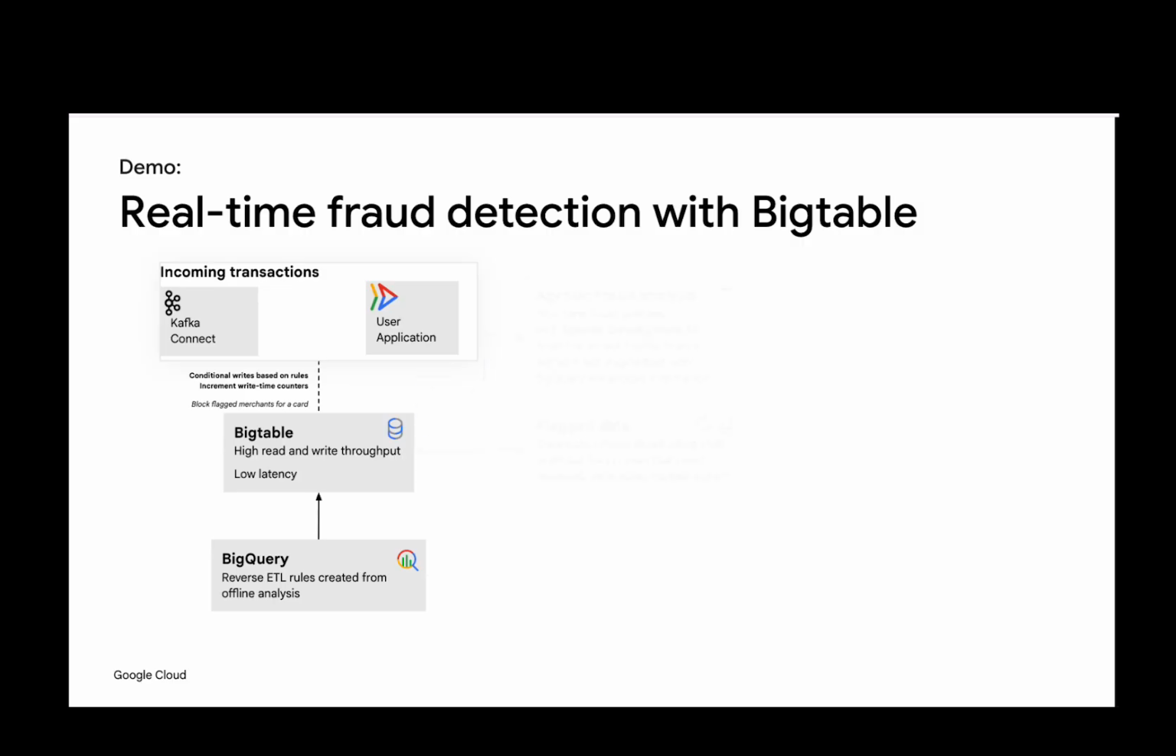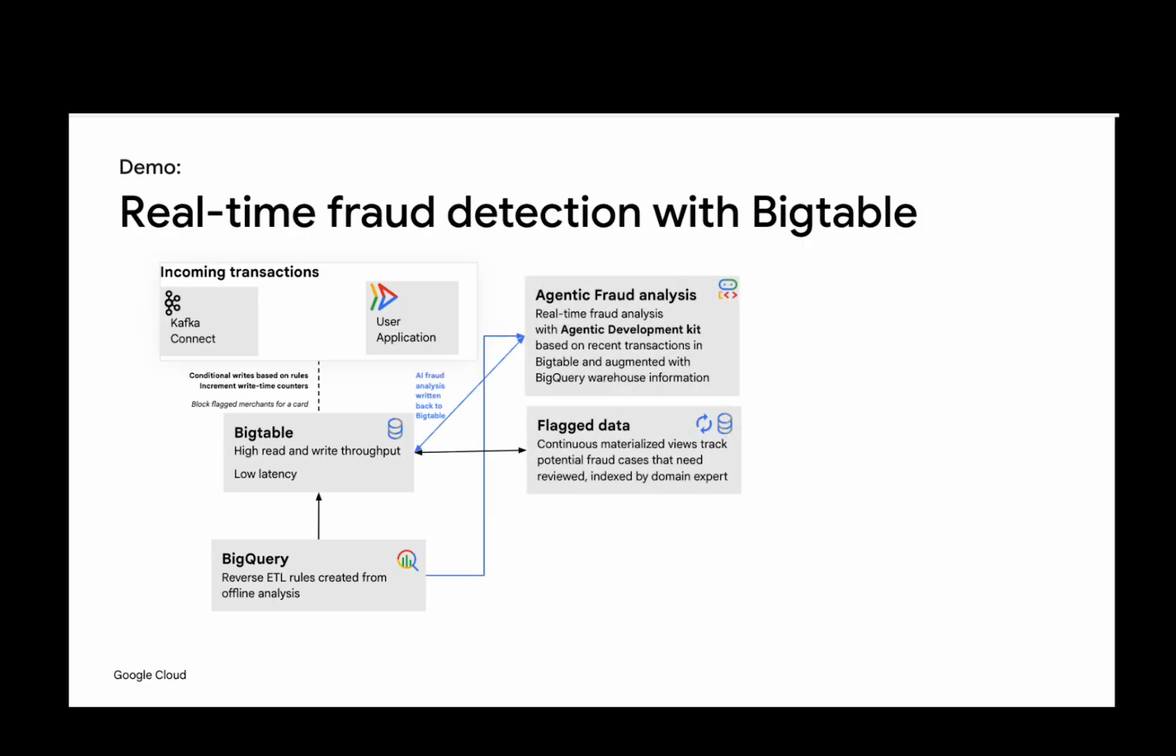fraudulent activity. I'll then use the Agent Development Kit, which is Google's toolkit for working with AI agents, and offers built-in tools for working with both BigQuery and Bigtable. We'll use this agent to look at the real-time transactions in Bigtable and augment it with the cardholder information stored in BigQuery to help make fraudulent determinations and write that analysis back to Bigtable.